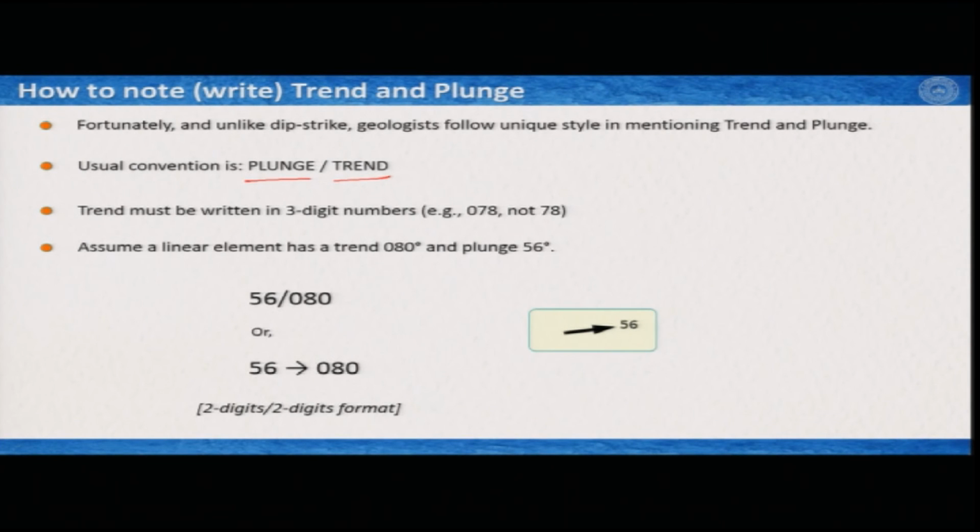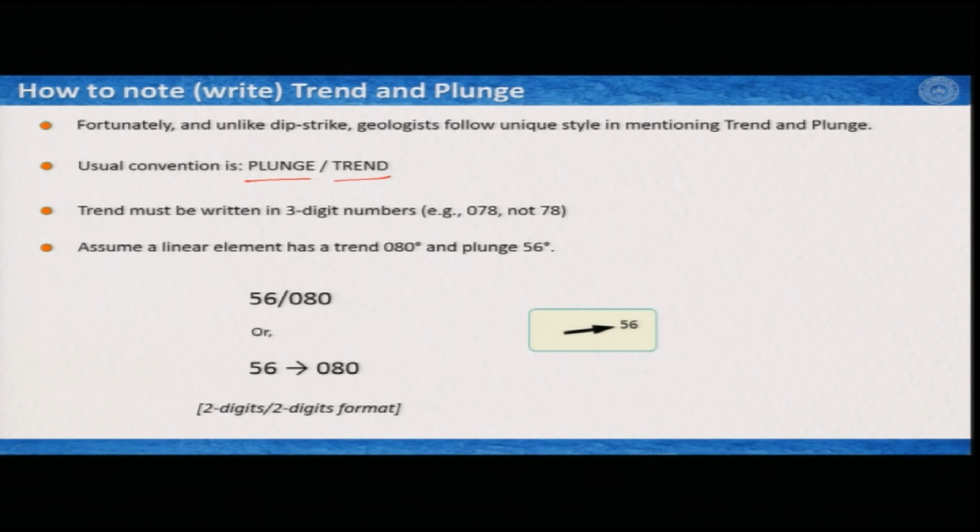That means if you have to write strike, then you always write in 3 digits. That means if your trend direction is 78 degrees, you do not write it as just 78, you write it as 078. This is simply because trend is measured on the horizontal plane, this is azimuth, so it is better you write this in 3 digits.